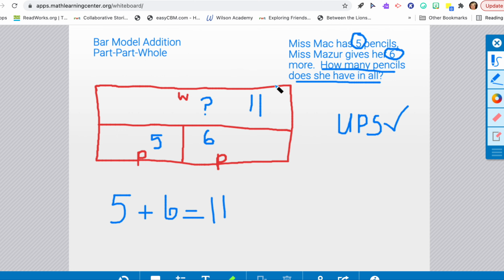So when we are finding our whole, that is a larger number than both of the parts. So now I have understood the problem, I planned the problem, I solved the problem, and I checked the problem. So that was just one little example of how to use a bar model for an addition word problem. We also will use this same type of bar model for subtraction, and I will do a separate video about that at another time.